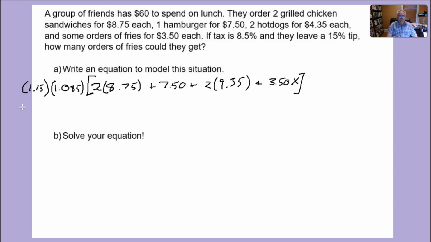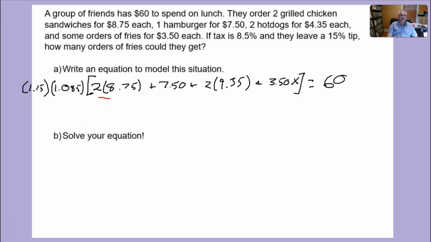So this finally is the cost of all the food with the tax added and a tip added. And this is supposed to equal $60. That's the crazy equation they want us to write. But it's not so bad. Just think about adding up the bill, then multiplying by something for tax, and if they leave a tip, multiplying by something like that.